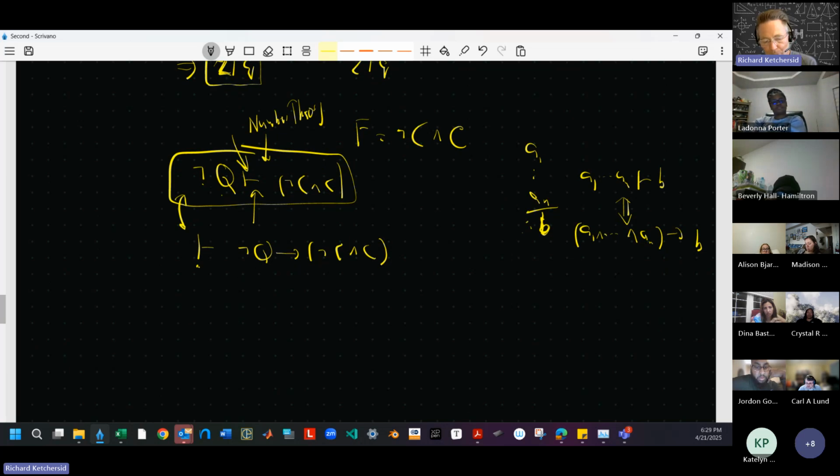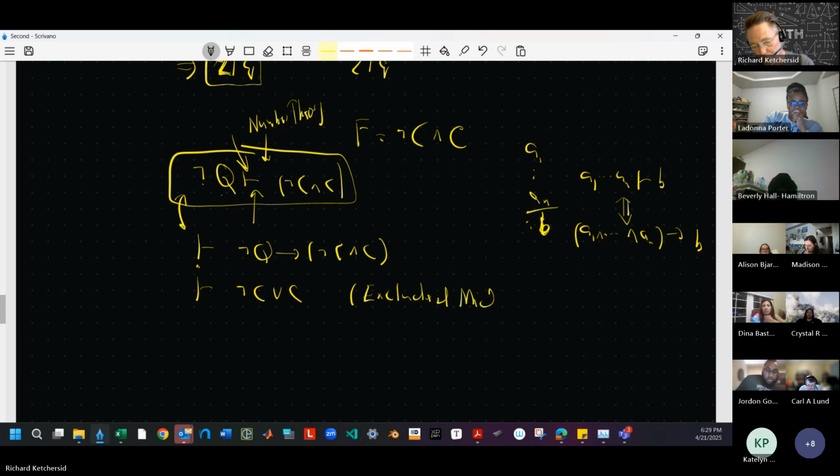But we also have this. Do I also know that not C or C? I also know that. That's the excluded middle. So this is one of those places where maybe you want to write down what you're doing. If I just look at not C or C, that's always true. So I know that's always true.